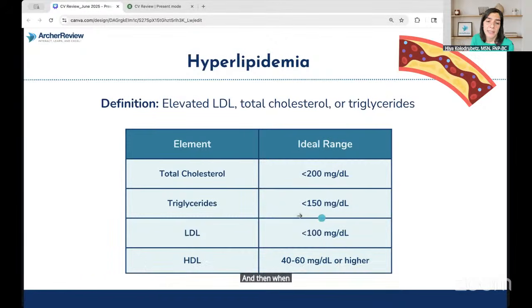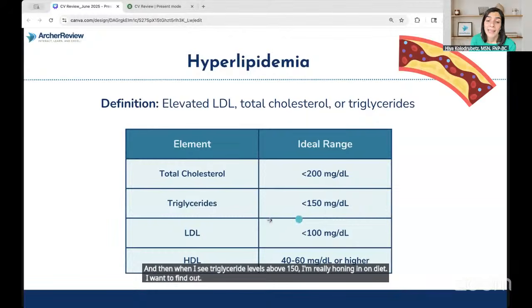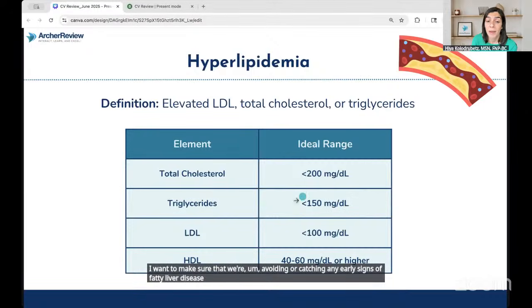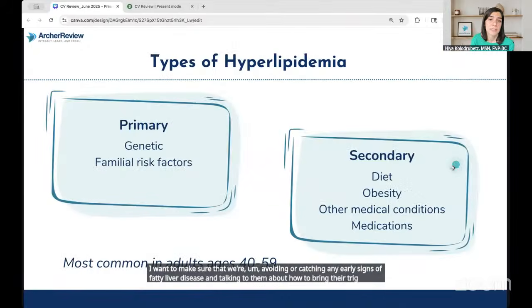And then when I see triglyceride levels above 150, I'm really honing in on diet. I want to find out, what are they eating? How much alcohol are they drinking? What does their liver function look like? I want to make sure that we're avoiding or catching any early signs of fatty liver disease and talking to them about how to bring their triglyceride levels down.